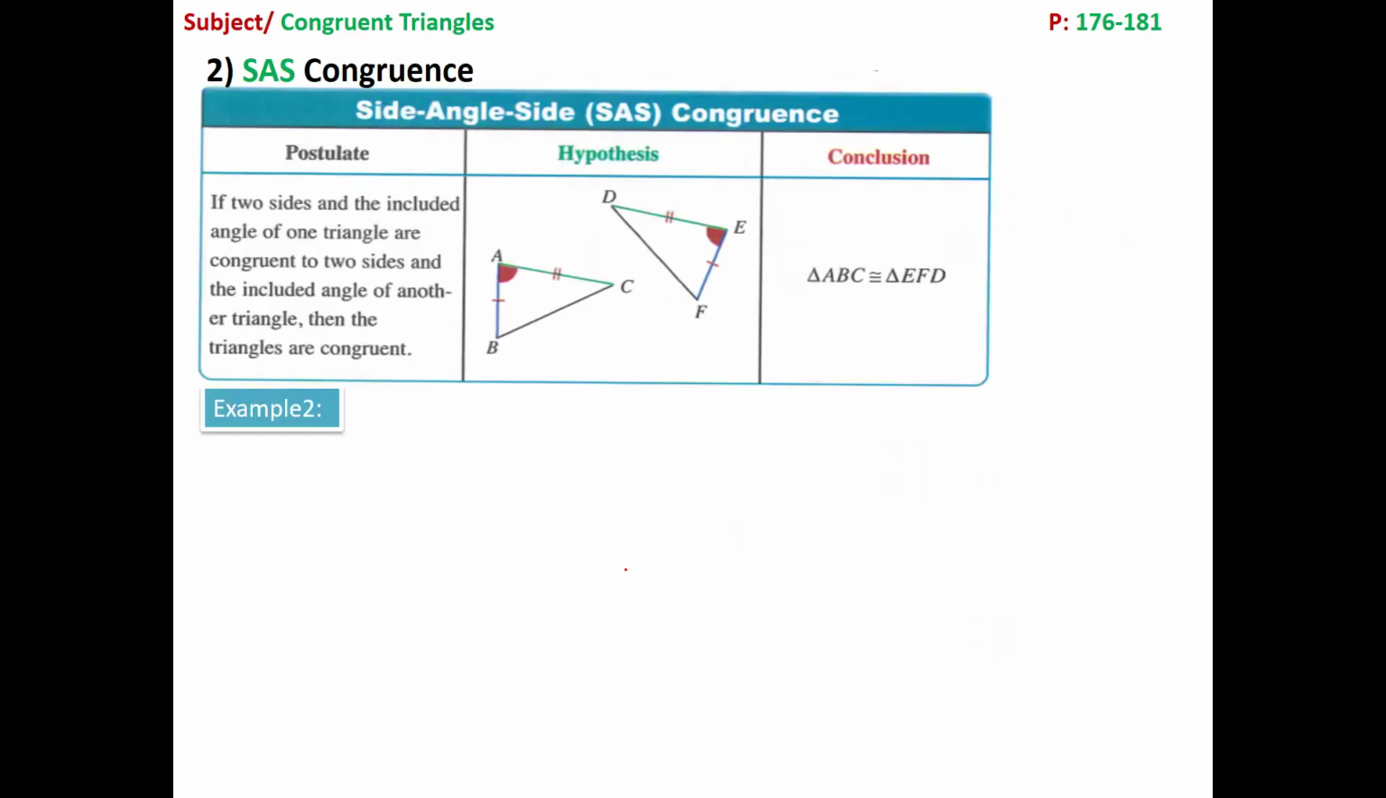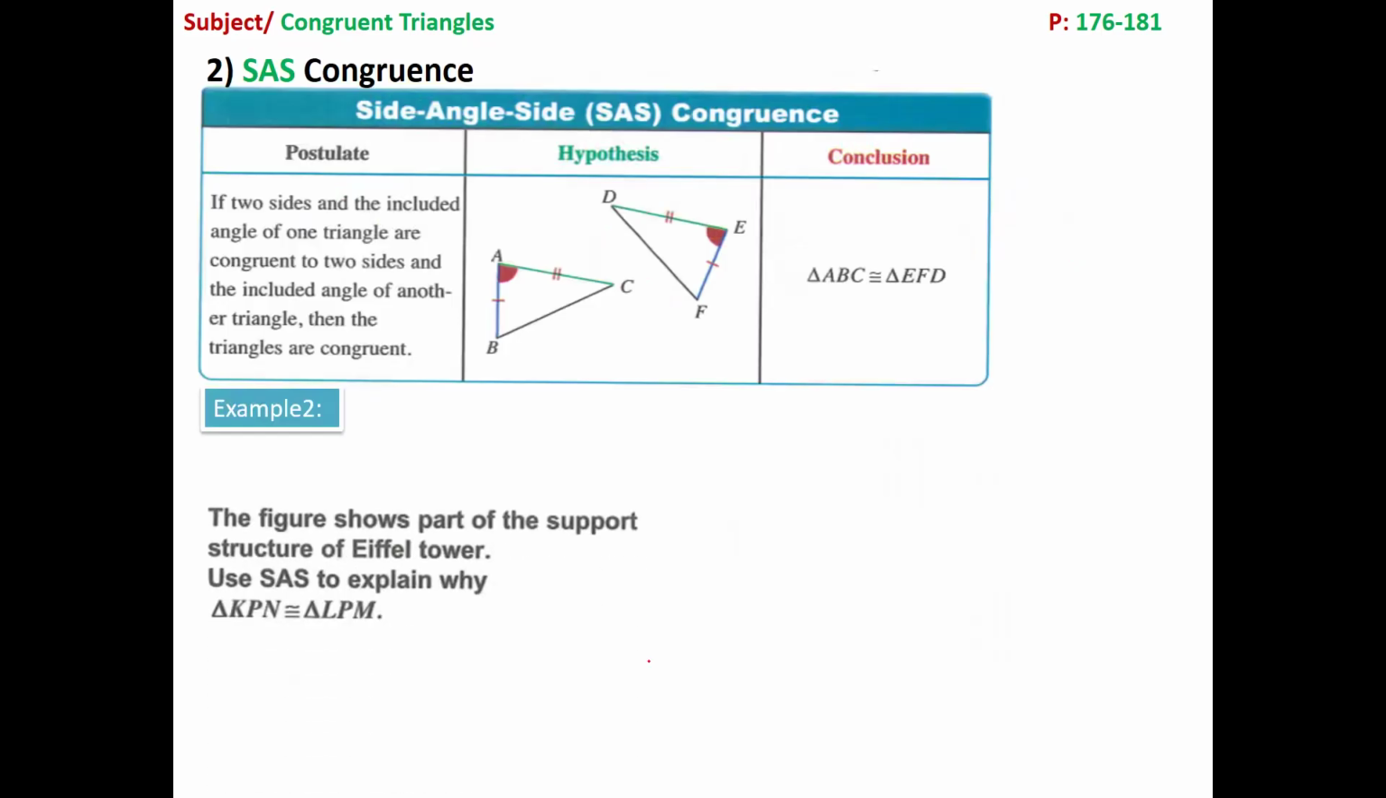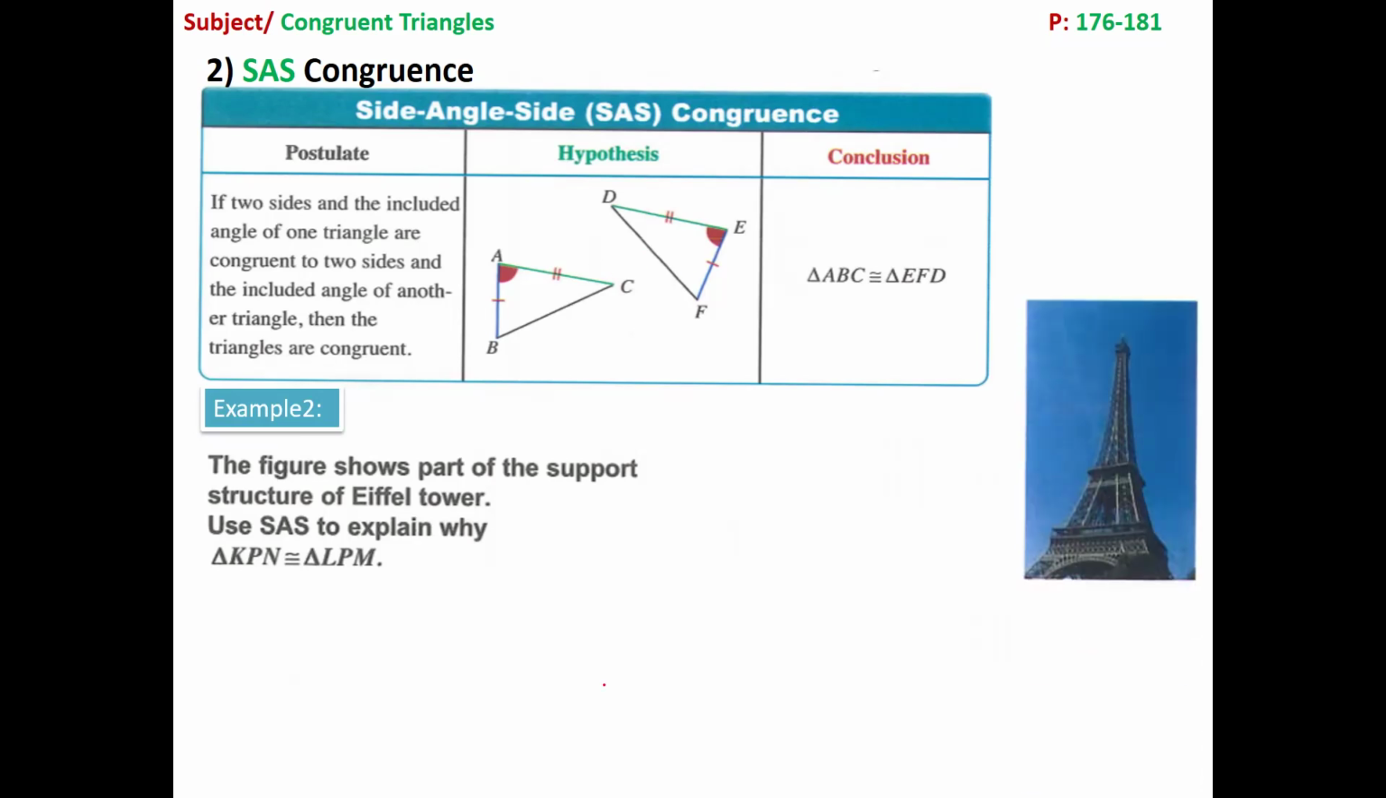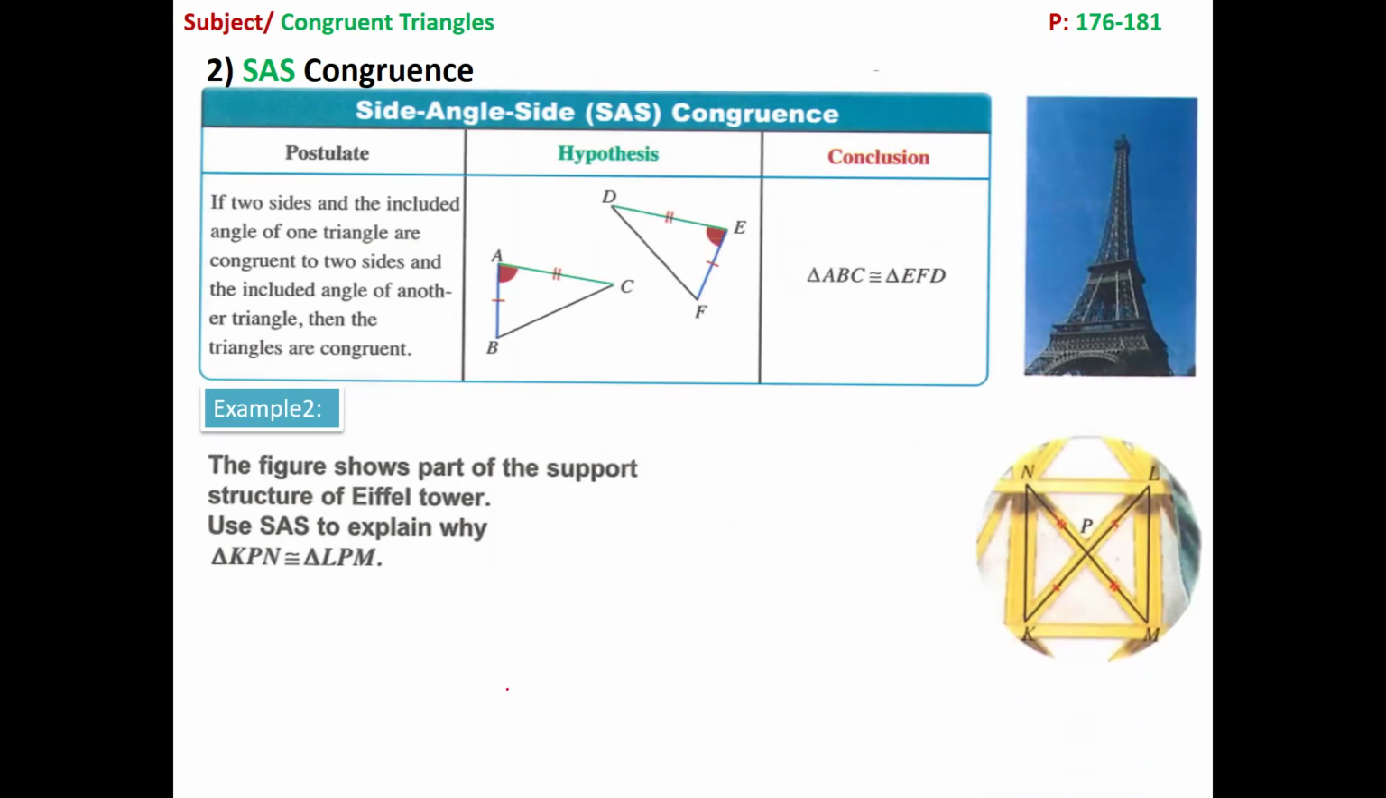Then what if I have a side angle side? What is side angle side? In side angle side, if two sides and the included angle of one triangle, and two sides and the included angle of another triangle are exactly the same, we can say the two triangles are congruent. What do we mean by this? So if you take a look at this shape, before I explain it, I'm going to remind you of something.